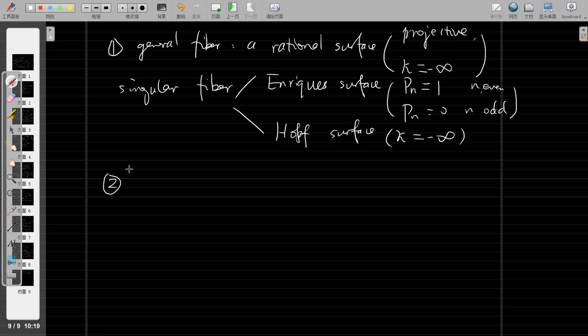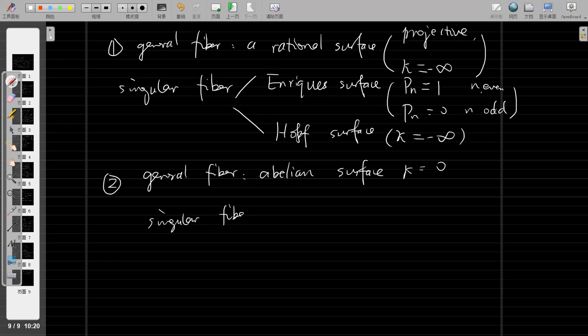And then the second counterexample is where the general fiber is an abelian surface, and the Kodaira dimension is zero, and the singular fiber at least contains a component of a surface with Kodaira dimension one. Yes. So if we deal with this deformation invariance problem, you should be much more careful. There are many traps, so you should see a lot of examples and counterexamples to this question.